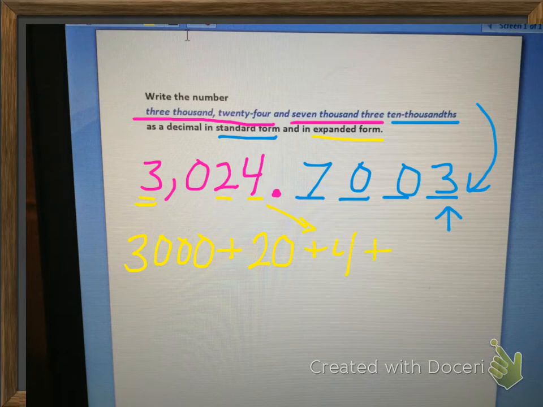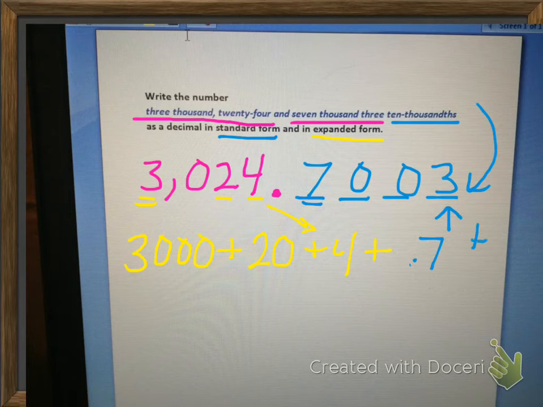The 7, we'll switch colors to blue here, represents 7 tenths. That's the tenths place right here. So we would just write 0.7 for that one. Sorry, my decimal's not coming out very clear. And then finally, we don't need to worry about the next part. Oops, sorry, that plus sign is a little off.